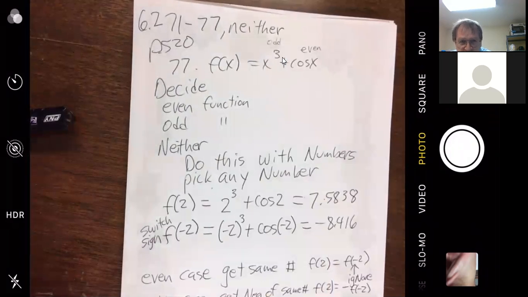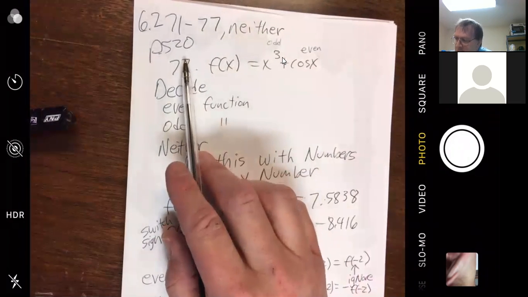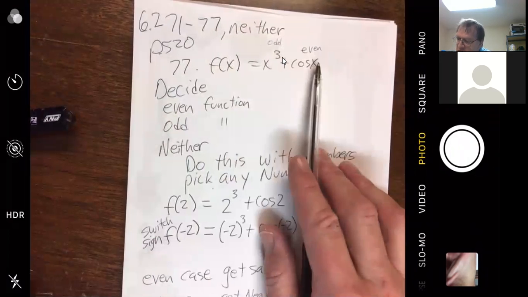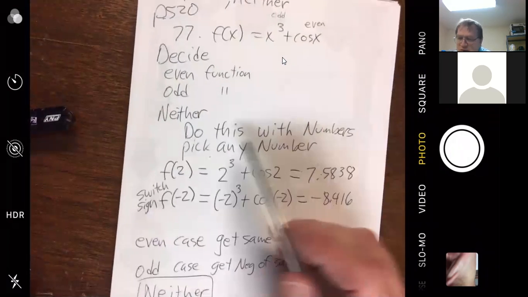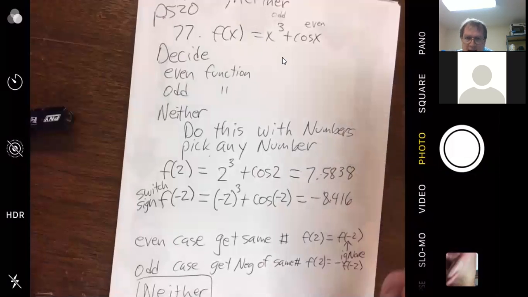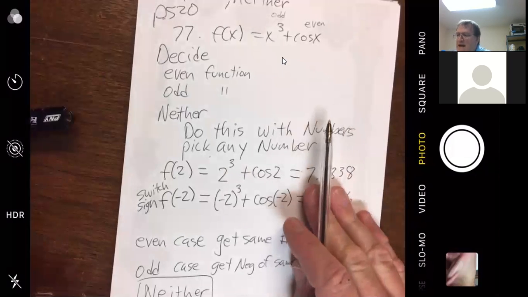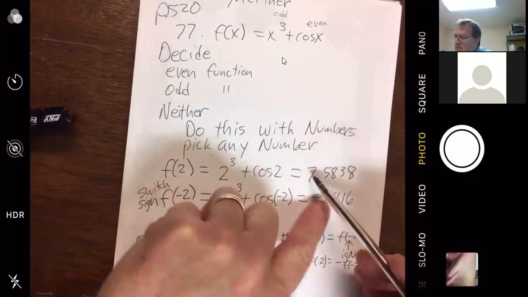We have a participant this morning who was asked about problem 77 on page 520. The function is given, and the problem is to decide if that's an even function, an odd function, or a neither function. I'm doing this with numbers rather than graphs because they haven't shown you the graphs. You can pick any number and plug it in. So she picked 2, and I plugged in 2 and punched it out to this.